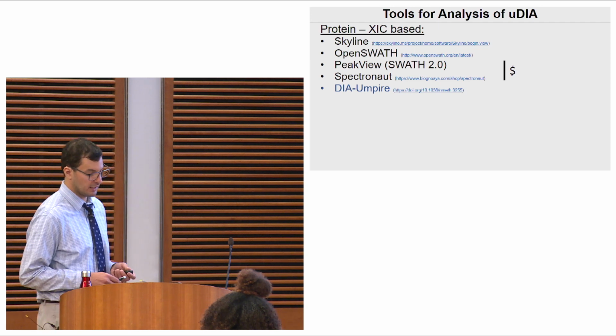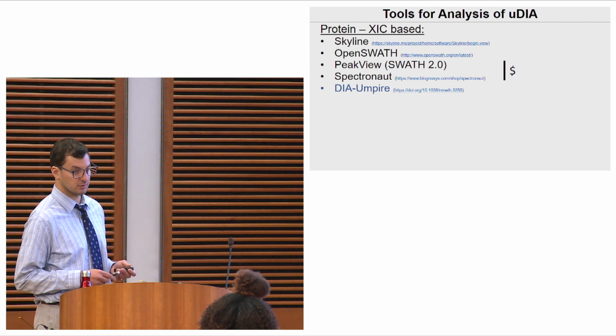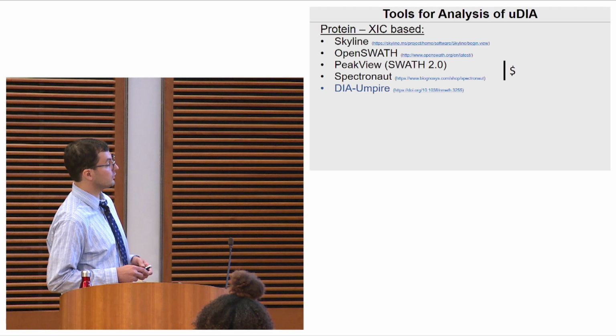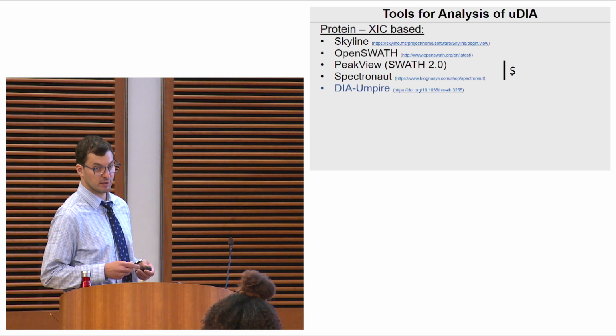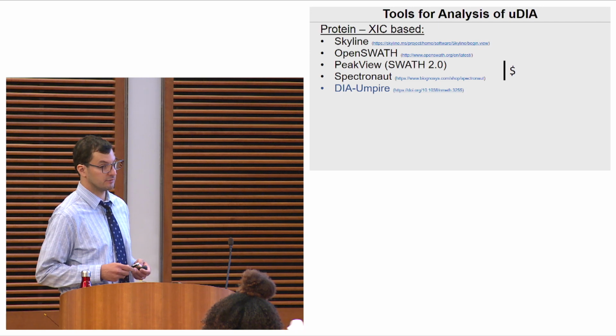The original DIA analysis tool was OpenSWATH, and this works great. It's just command line-based, so it's a little harder to use. These next two are software that you have to pay for from vendors. PeakView I don't really recommend. It's kind of slow and it doesn't find as much stuff as the other ones. Spectronaut is actually really great if you're doing a lot of DIA.